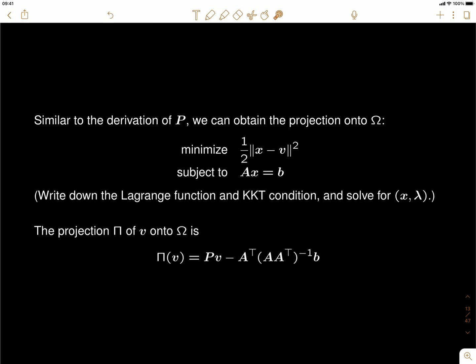Right now, we know that the projection of any vector v onto the hyperplane omega, described by the set of points x satisfying Ax equal to b, will be just this. Given vector v, you just compute that.